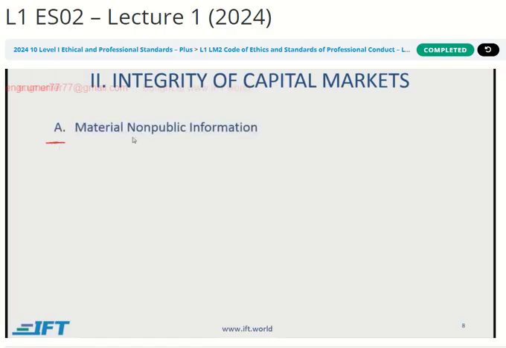Standard 2A is material non-public information. If you possess material non-public information that could affect the value of an investment, then you must not use that information to make any investment-oriented decisions, and you must not cause anyone else to act on this information either. 2B, market manipulation. You must not engage in practices that distort prices or artificially inflate trading volume with the intent to mislead other market participants.